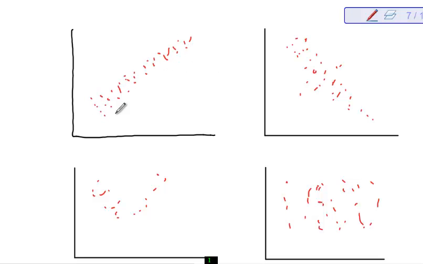This one, you can see the points are very close together, and they're in what we call a linear form. So I could draw a linear line here. The variables graphed here would be considered to have a positive linear relationship, because they're going up. As one increases, the other also increases. And that's what gives it the positive. And it's linear because I can draw a line through it.